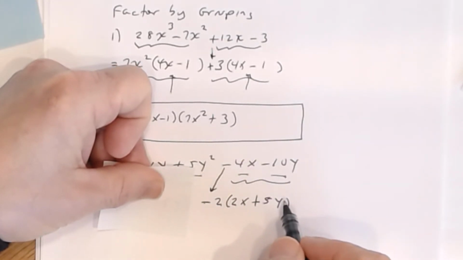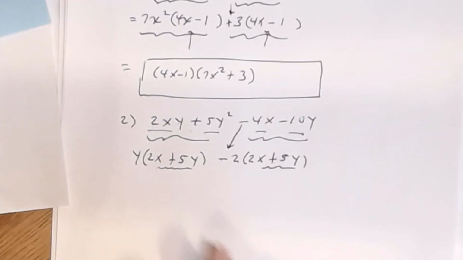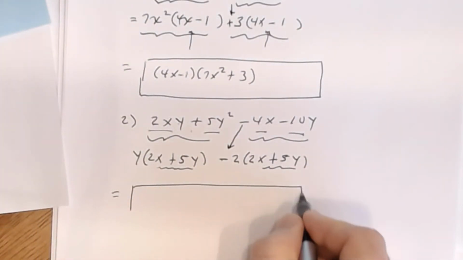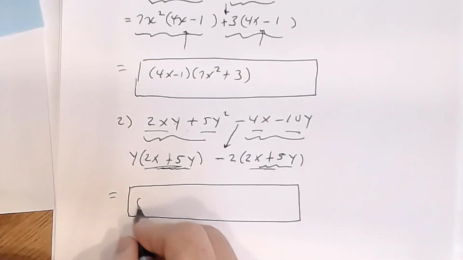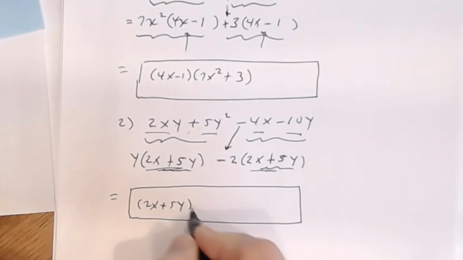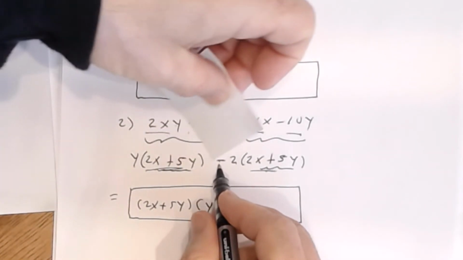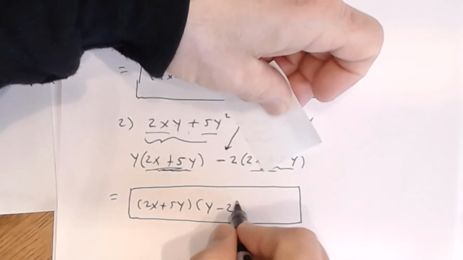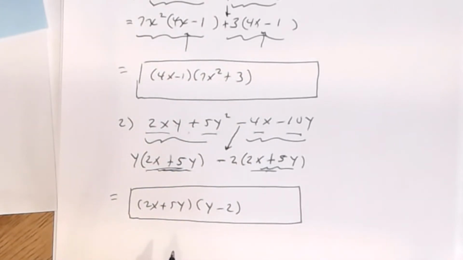If you're doing this correctly, look at what you see. Those are the same. So once you get to that point, then your answer will be, you're going to factor out the 2x plus 5y, and then you're going to be left with y, in parentheses, y minus 2. And that's your answer. So that's how you factor these four terms by grouping. All right, so that's that little intermediate process here.